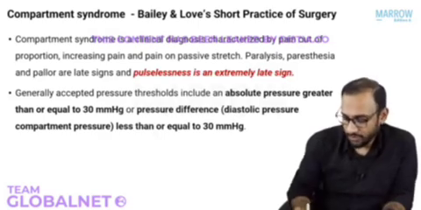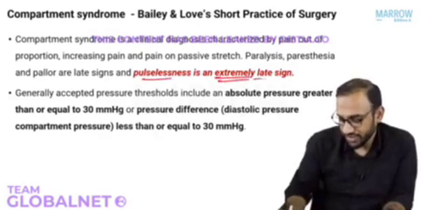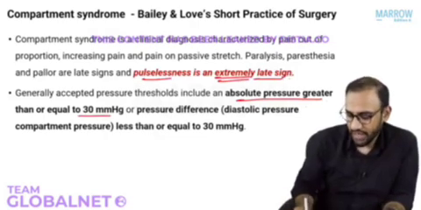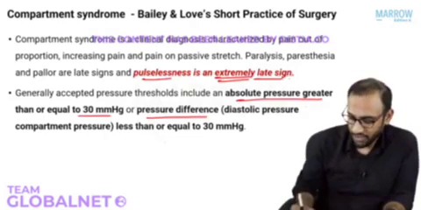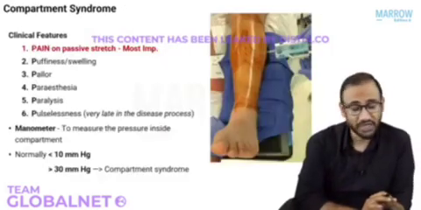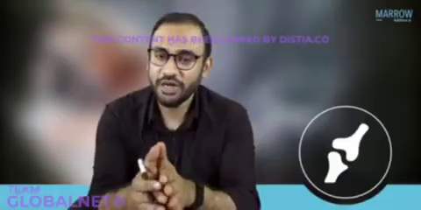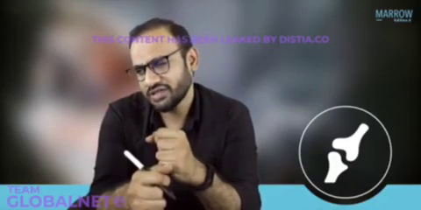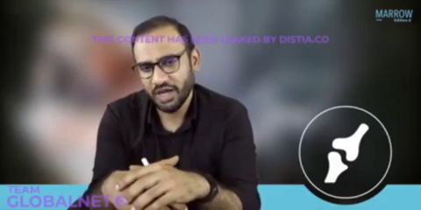Please also remember, pulselessness is an extremely late sign. Absolute compartment pressure greater than 30 is diagnostic, and a pressure difference or a delta P of less than 30 is diagnostic of compartment syndrome. And I cannot stress this enough. Compartment syndrome is a very important topic for your exam, and it has been asked in almost every exam I have seen in the past few years.